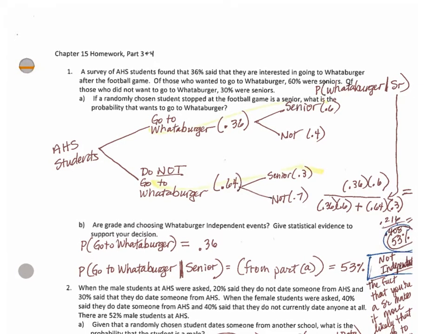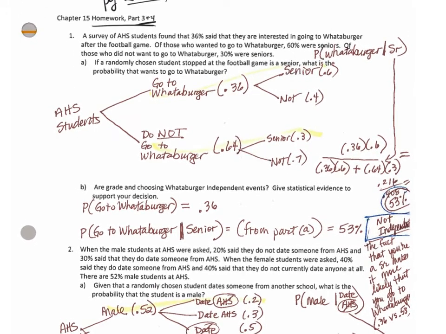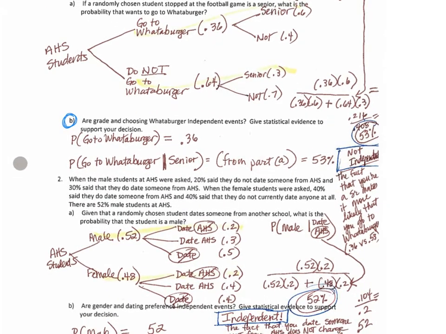All right, I want to quickly go over pages 23 and 24. That's Chapter 15 homework, parts 3 and 4. I did show you this pretty much yesterday in class for you to check your work. I particularly wanted to make sure you're covering everything here on part B when it asks about you showing independence. I want you to show this.